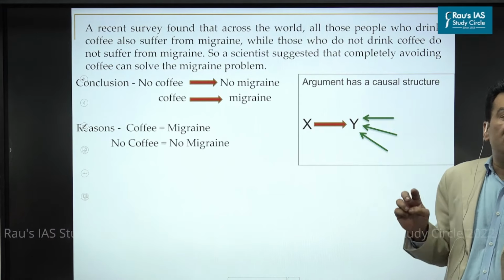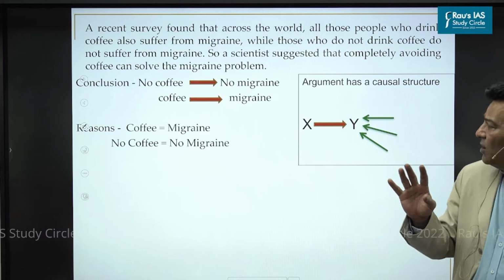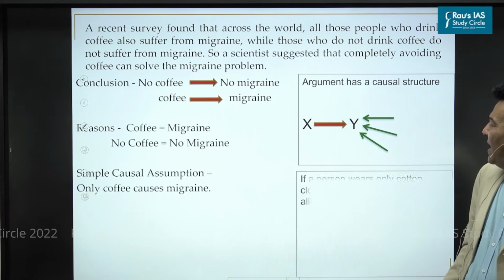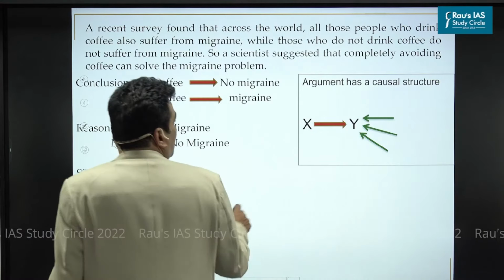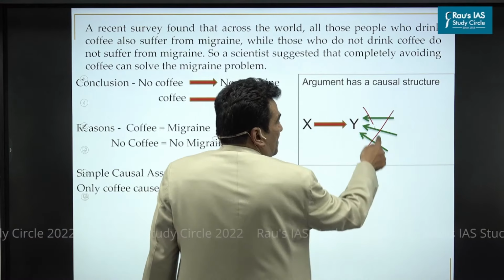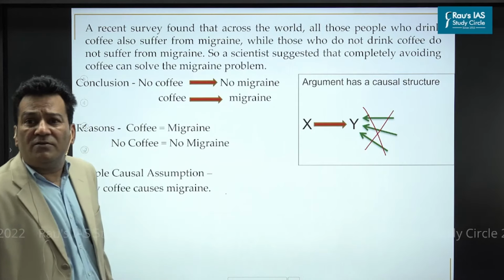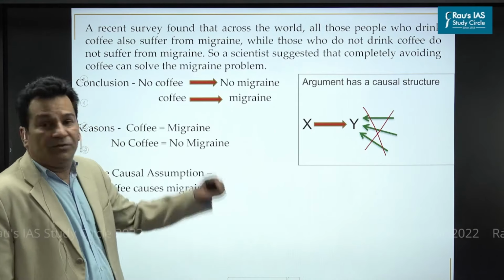What is the role of assumptions? To strengthen the conclusion. So suppose I say that this is not present. Does this argument become stronger now? This is the assumption.